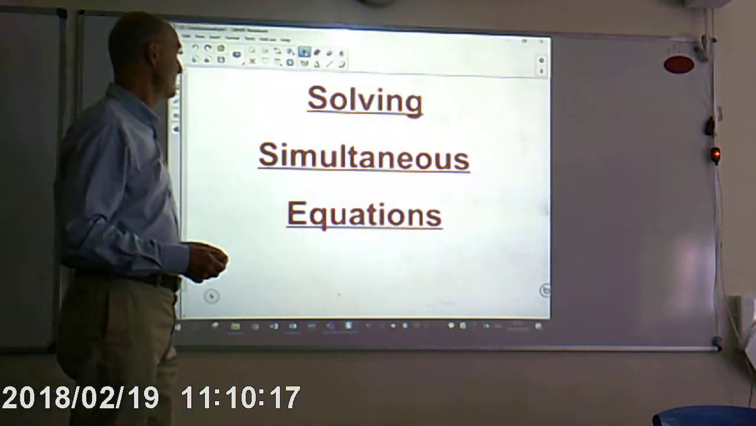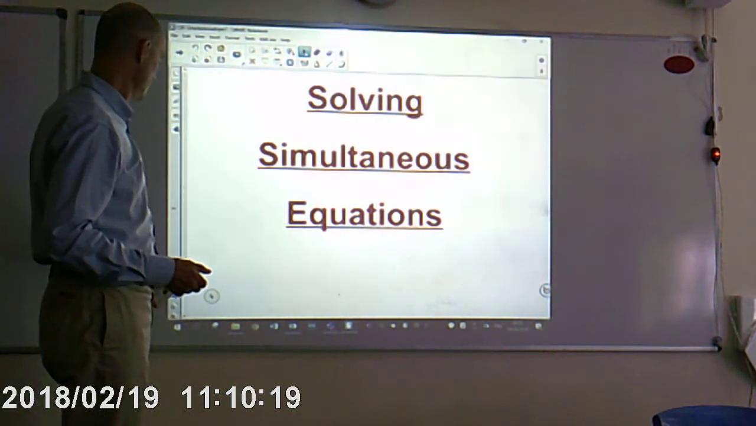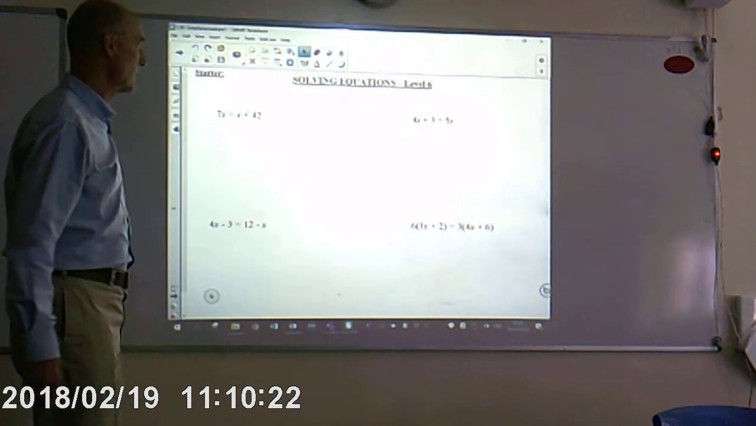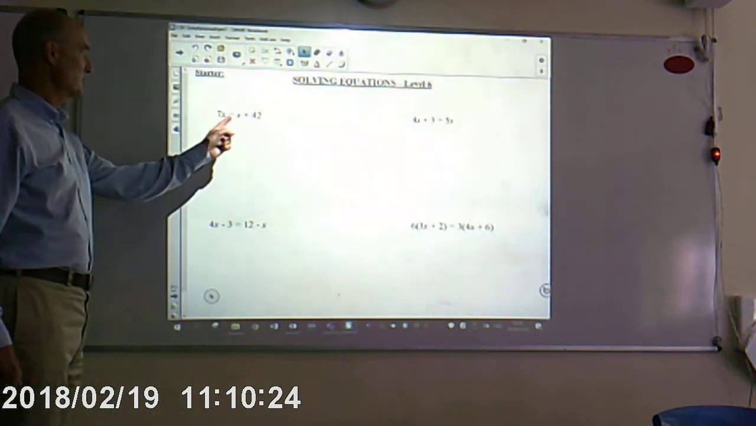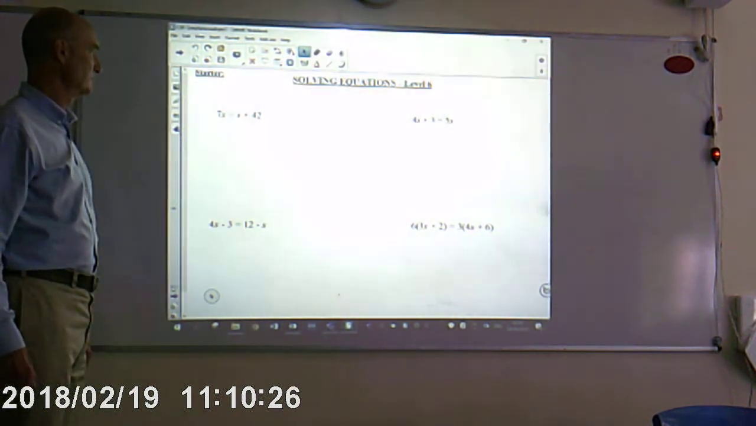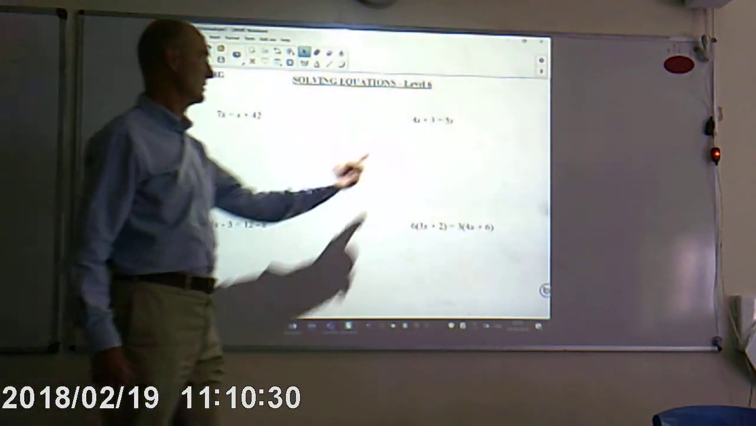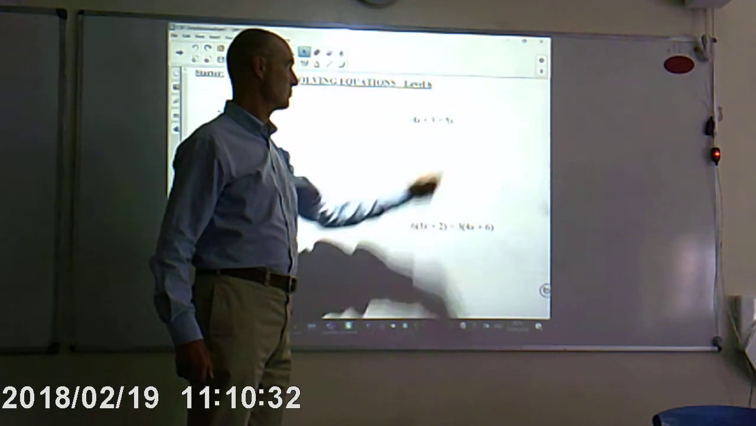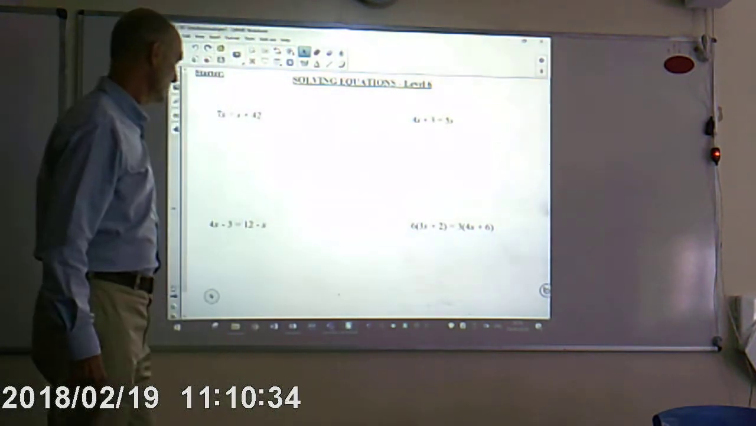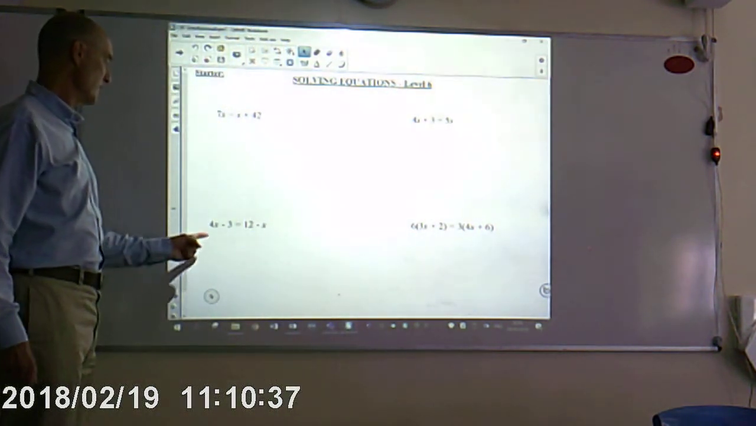Just to start with, a starter activity, just solving some simple equations. 7x equals x plus 42. Solve. Get x on its own. x equals a value. 4x plus 3 equals 5x. Get x on its own. Find the value of x.